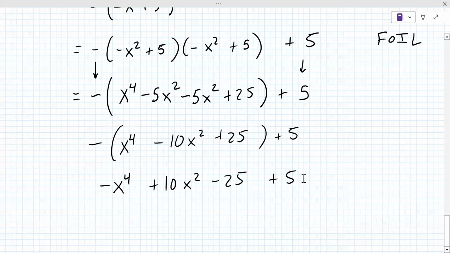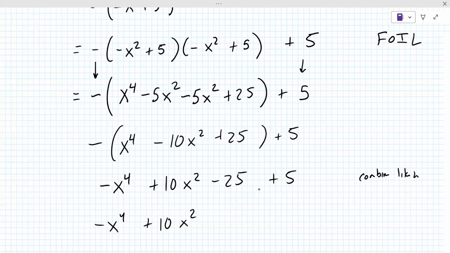And then lastly, you can combine like terms again. Negative x to the 4th power plus 10x squared minus 20. You got it. That's the answer. Wow. I haven't seen a problem like this in a while. The next ones might not be as long. It's hard to tell here. We'll see.